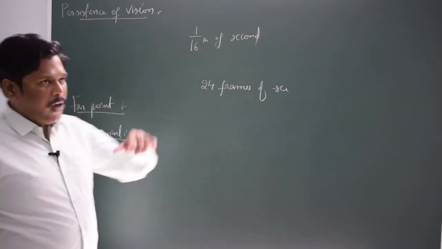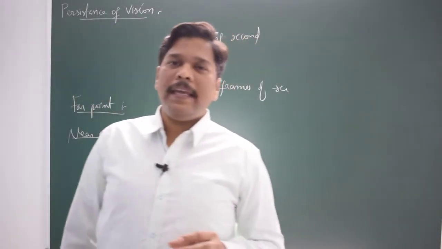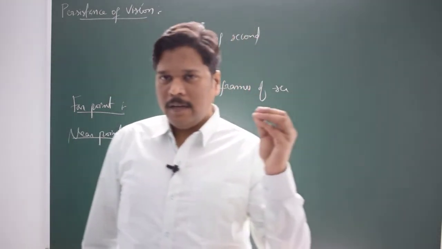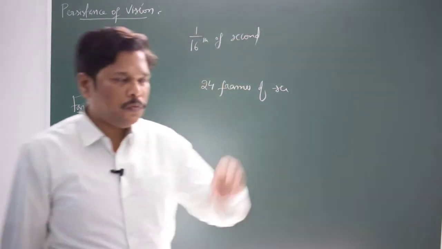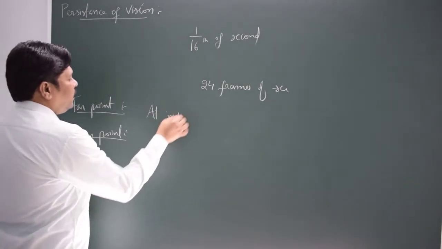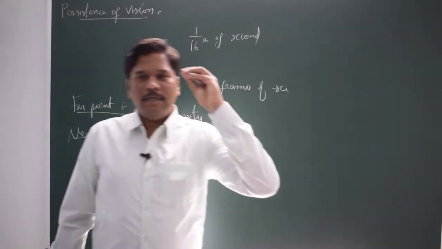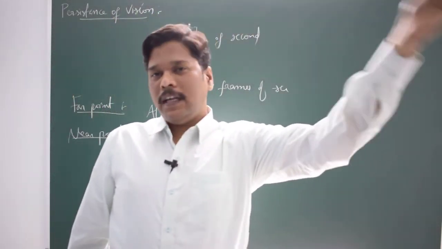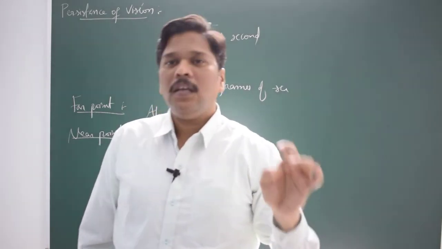Far point is the farthest distance up to which a human eye can see. The human eye can see very long distances, because we can see the stars during night time. So it is possible for a human eye to see distances which are at infinity. So our far point is infinity. If the intensity of light is sufficiently bright, or if the object is highly luminous, we can see it though it is at infinity. The far point of the human eye is infinity.